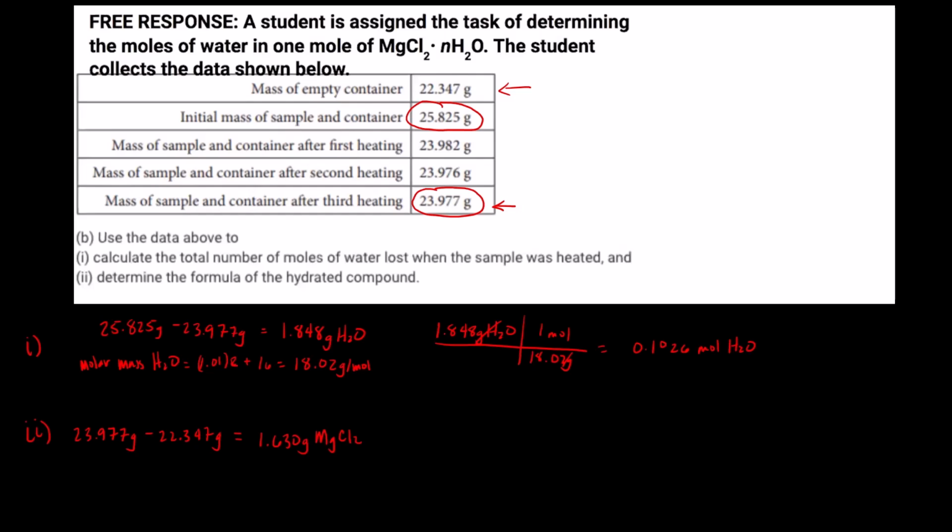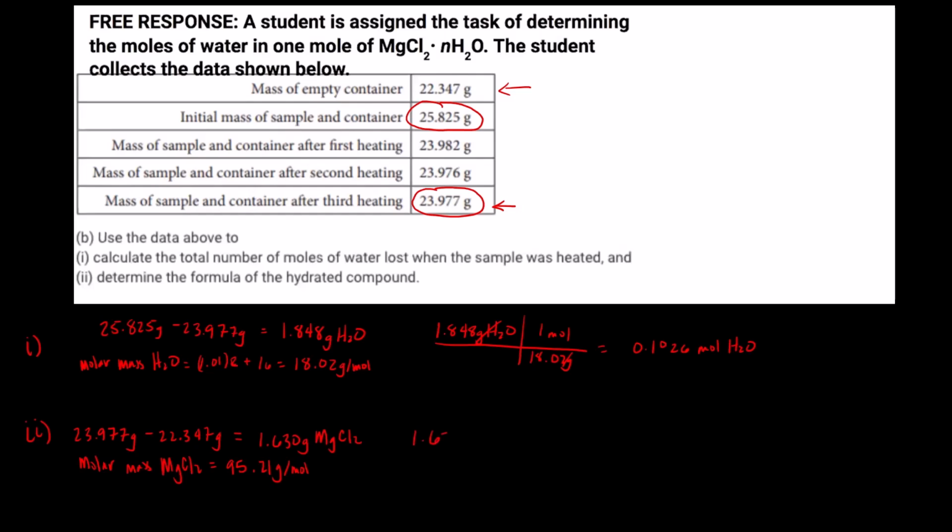Okay, then what we do is the same thing as when we were trying to find the number of moles of H2O: we have to find the molar mass of MgCl2. Again, we're going to look at the periodic table and add up 1 atom of Mg and 2 atoms of Cl, and if we do that, we find the molar mass is 95.21 grams per mole.